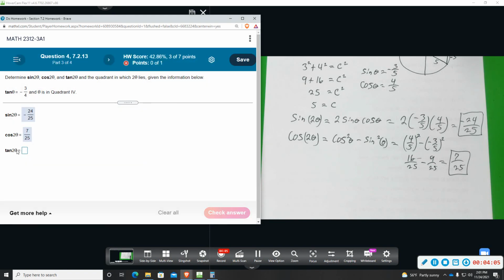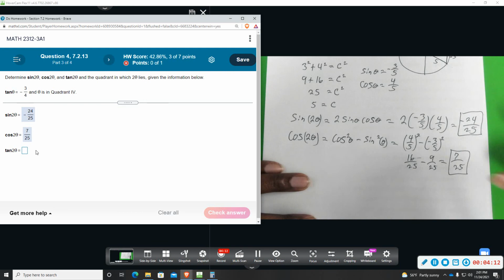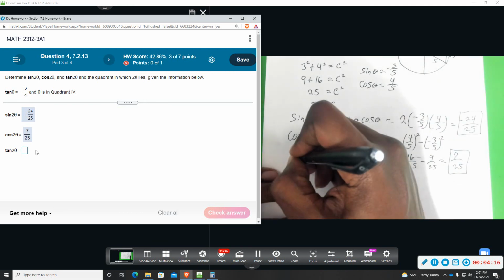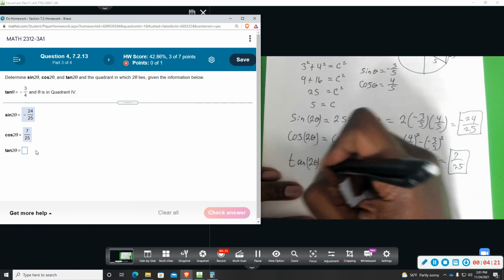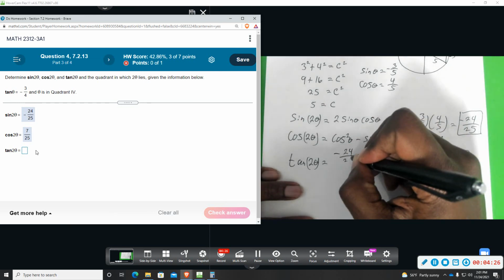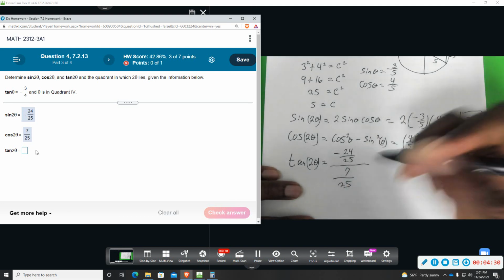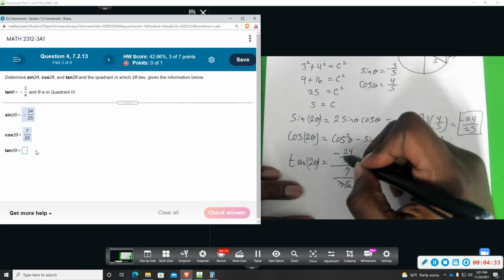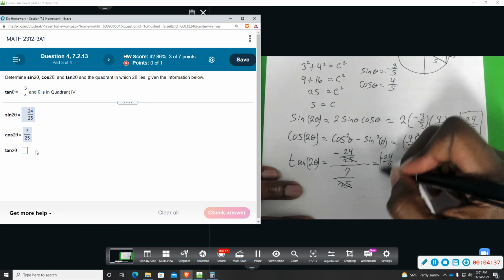And then tangent, again, I can do the formula for tangent, or I can do sine divided by cosine. So when I do sine divided by cosine, the bottoms will cancel, and that'll give you negative 24 over 7. So tan 2 theta will be sine divided by cosine, so negative 24 over 25 divided by 7 over 25. And then when you keep change flip again, the bottoms will just go away, and you'll be left with negative 24 over 7. And you can leave it like that.